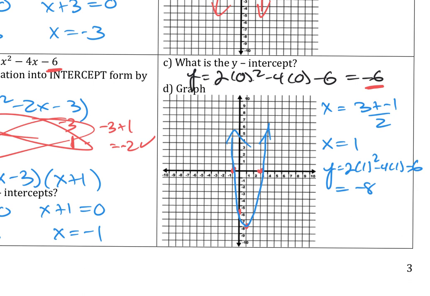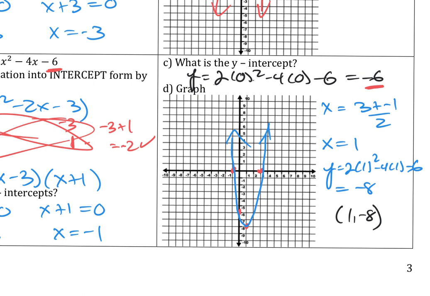To find the vertex, I wanted to find the mid value between my two x-intercepts. So I had 3 plus negative 1 divided by 2, which is 1. I then took that 1 and I plugged it into the original equation because I want to make sure I'm using the one that I didn't make mistakes on. And I got for my y value a negative 8, which gives me that vertex. Your vertex is going to be the point 1 and negative 8.